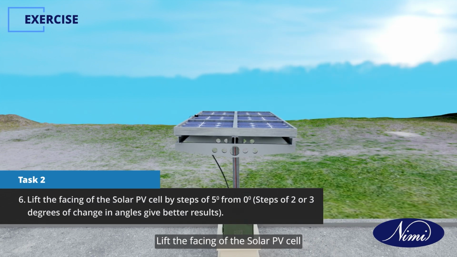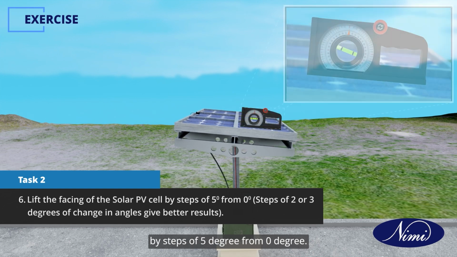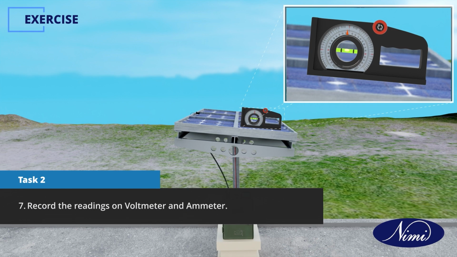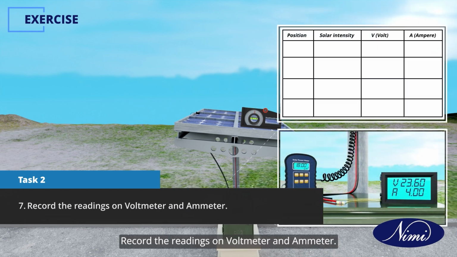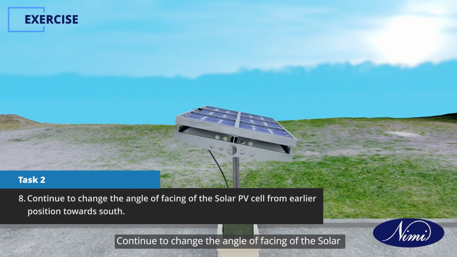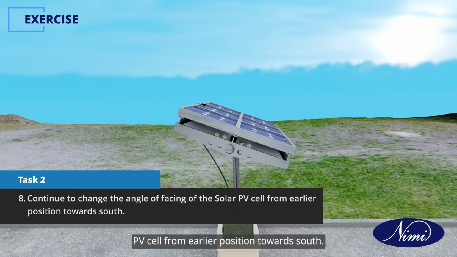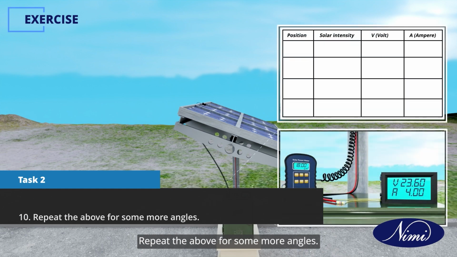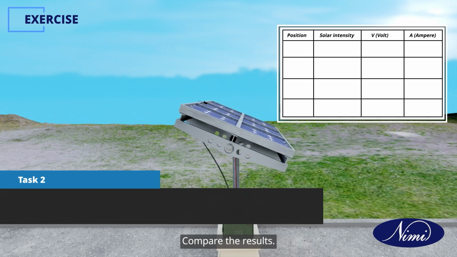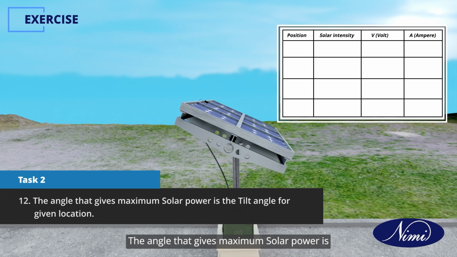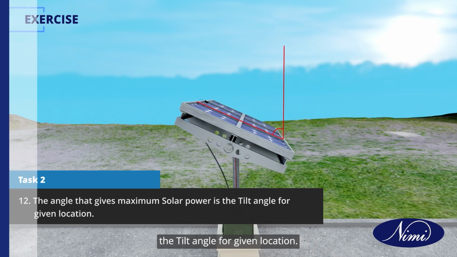Lift the facing of the solar PV cell by steps of 5 degree from 0 degree. Record the readings on voltmeter and ammeter. Continue to change the angle of facing of the solar PV cell from earlier position towards south. Record the readings on voltmeter and ammeter. Repeat the above for some more angles. Compare the results. The angle that gives maximum solar power is the tilt angle for given location.